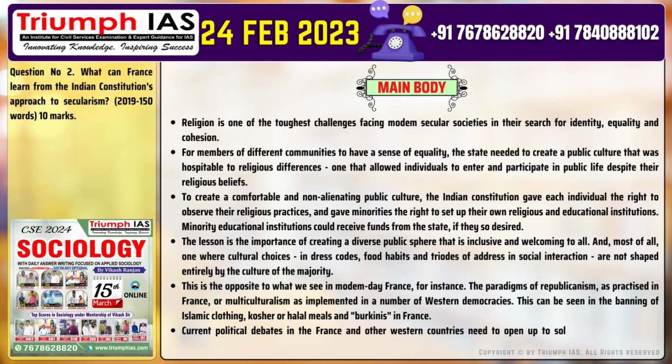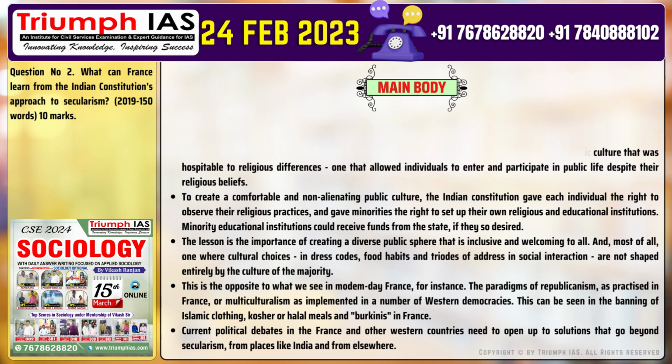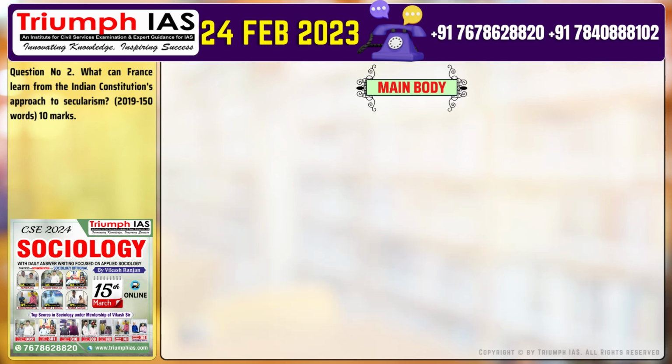And, most of all, one where cultural choices in dress codes, food habits, and modes of address in social interaction are not shaped entirely by the culture of the majority. Number 5. This is the opposite of what we see in modern-day France, for instance. The paradigms of republicanism, as practiced in France, or multiculturalism, as implemented in a number of Western democracies, fall short. This can be seen in the banning of Islamic clothing, kosher or halal meals, and burkinis in France.